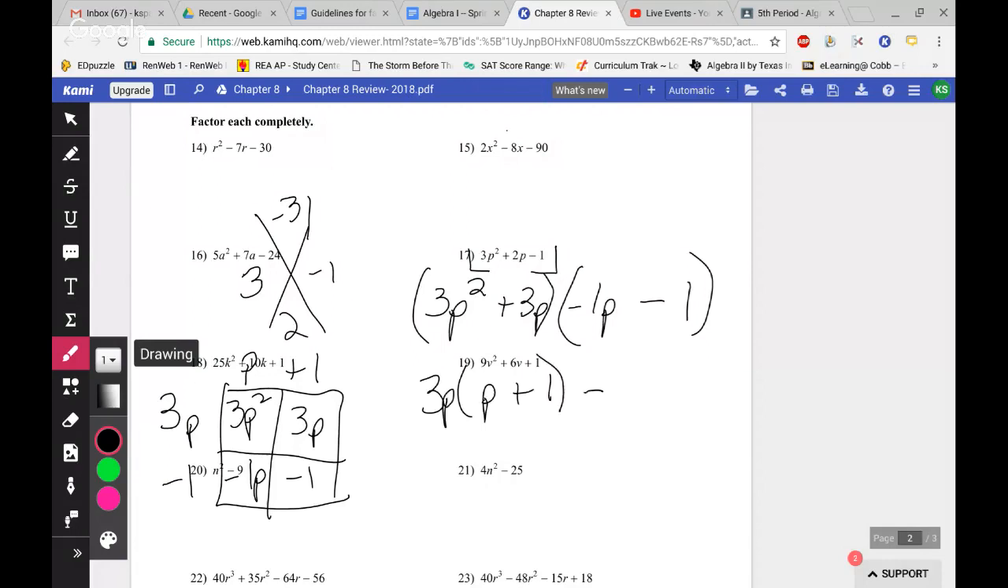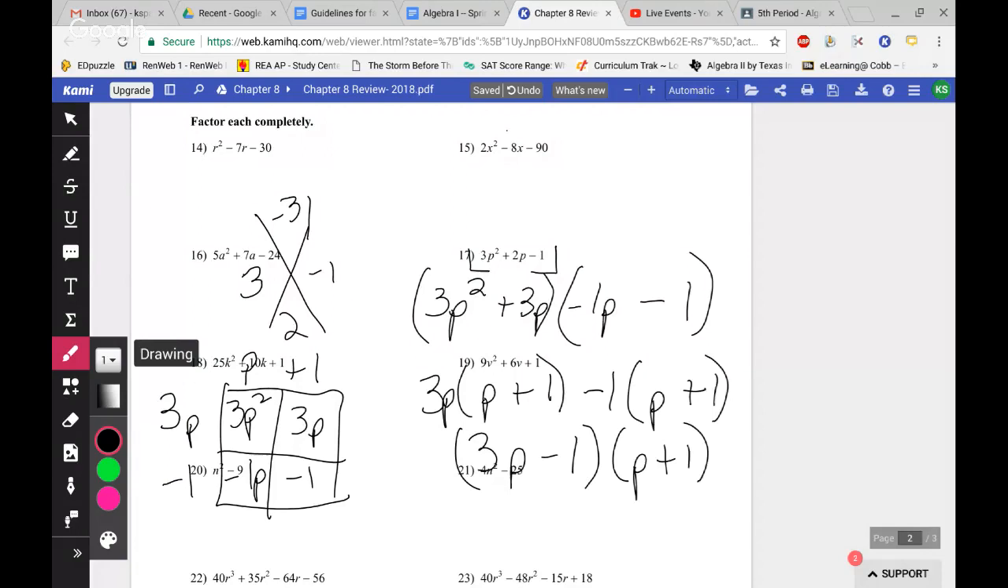Whoops, forgot to write my P there. So we get the same thing. Just kind of showing it both ways. The grouping way.